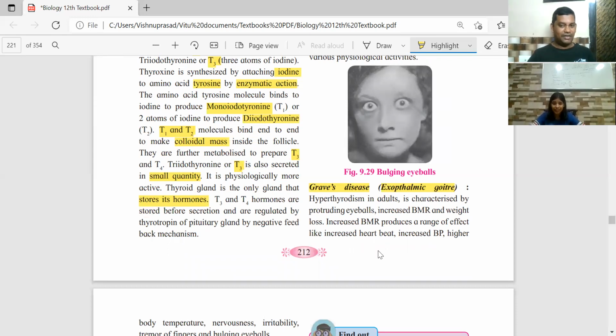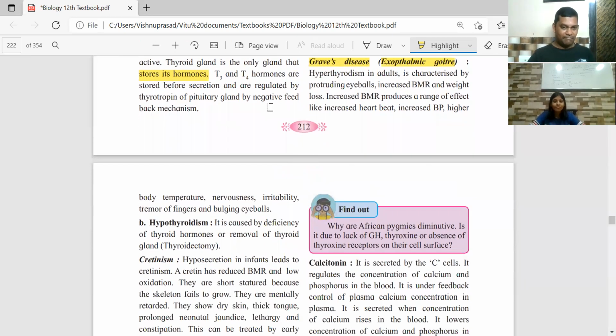weight loss, increased heartbeat, increased blood pressure, high body temperature; these are all symptoms. Nervousness means an anxiety remains throughout. Irritability, continuously getting irritated; irritability means a high response to stimulus, more than what is normal. Tremor of the fingers: the hands keep shaking. These are all symptoms of hyperthyroidism.